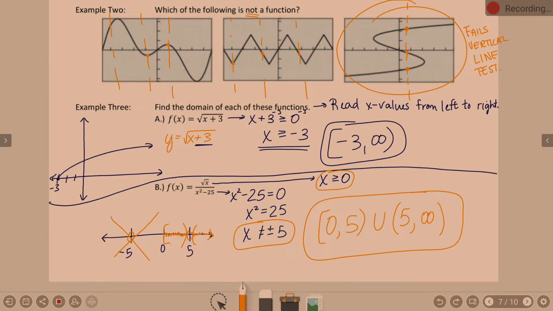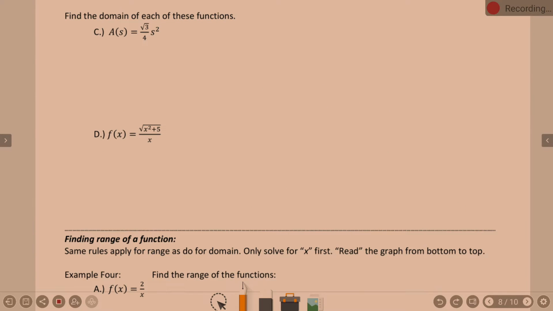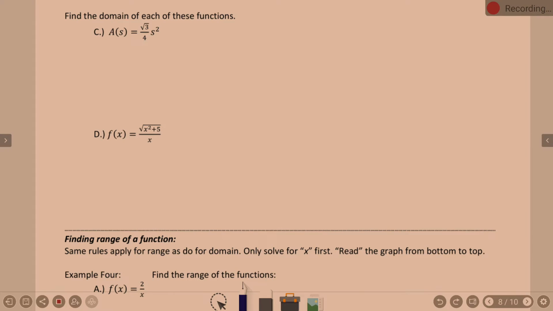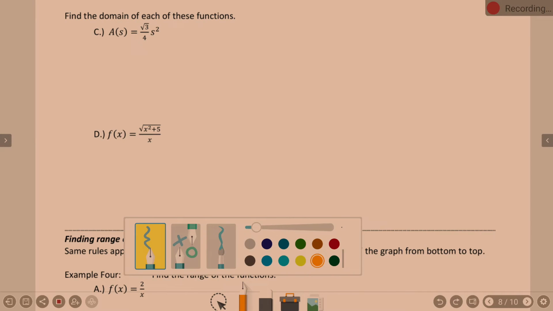Okay. A couple more domain problems on the back side. At least one of them is kind of a special case. Again, we're being asked to find the domain. C, A of S is equal to the square root of 3 over 4 times S squared. Any thoughts?